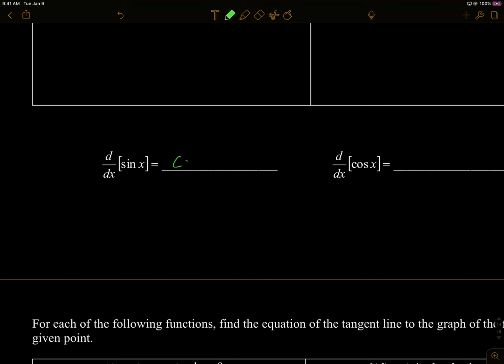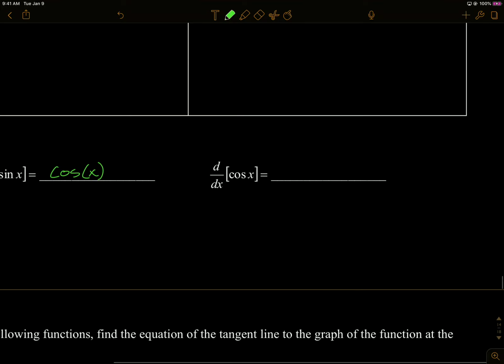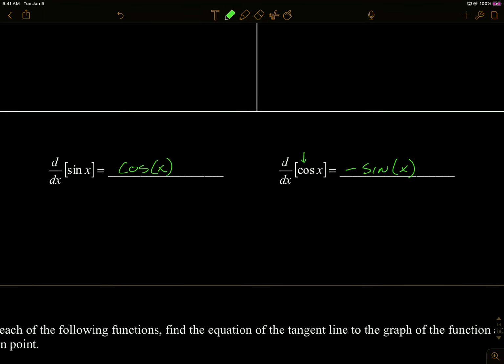So the derivative of sine is cosine. These are just rules we're going to have to memorize. Derivative of cosine is negative sine. Notice I call these the cofunctions. Notice the derivative of the cofunction is negative. So you can remember that the derivative of sine is cosine, and the derivative of cosine is sine, but the cofunction derivative becomes negative.